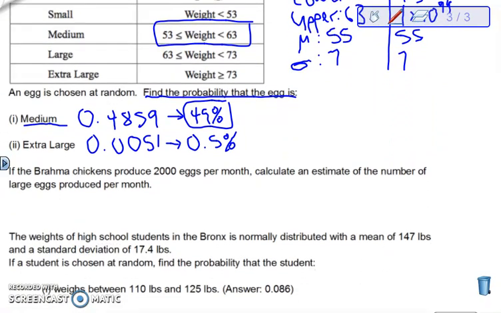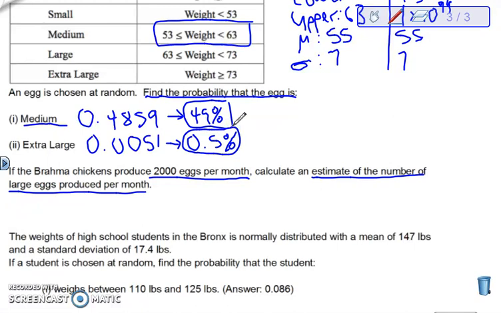And then finally, they give us a number of eggs, and they want us to estimate the number of large eggs. So this goes back to our expected value we were talking about. We need to figure out the percentage of eggs that will be considered large, and then you combine that with 2,000 to get the total.